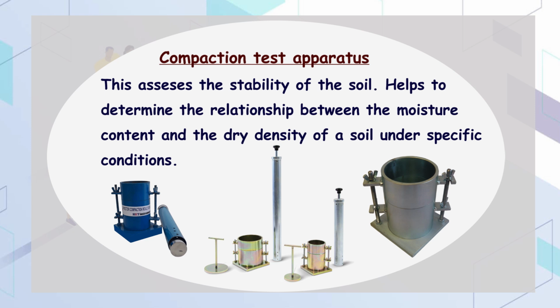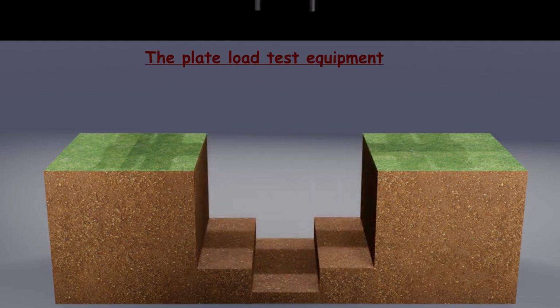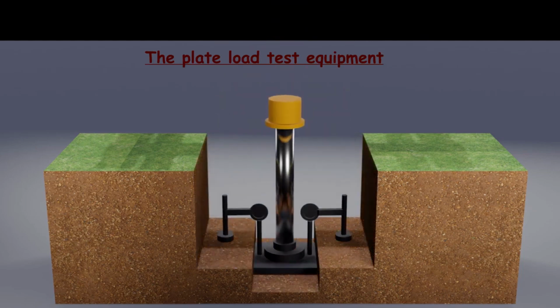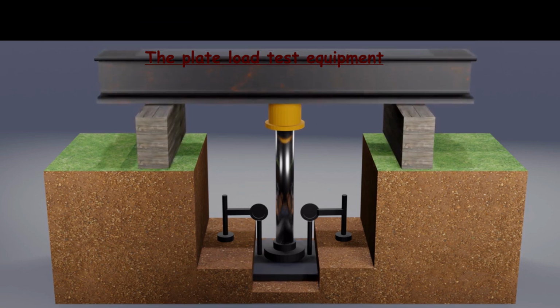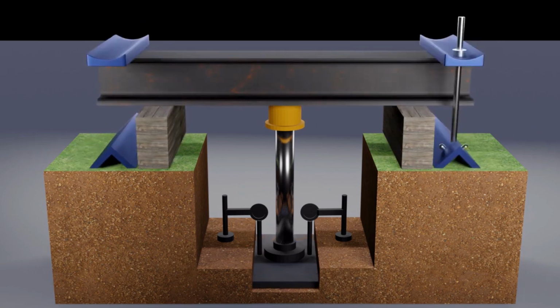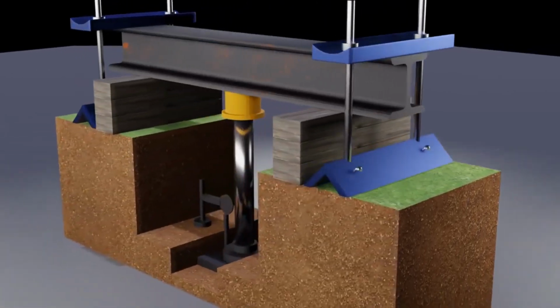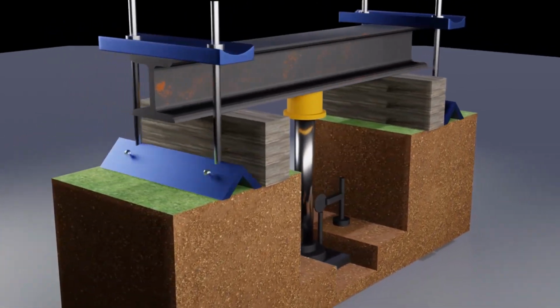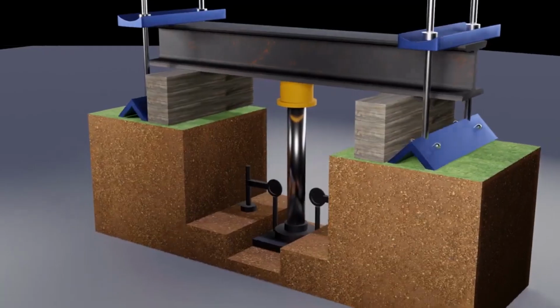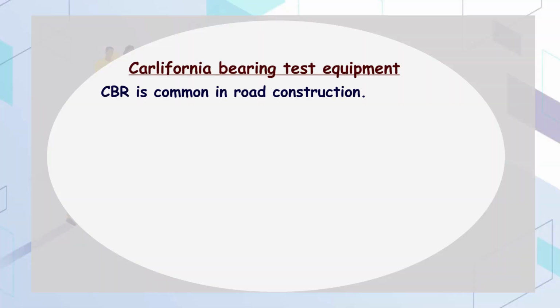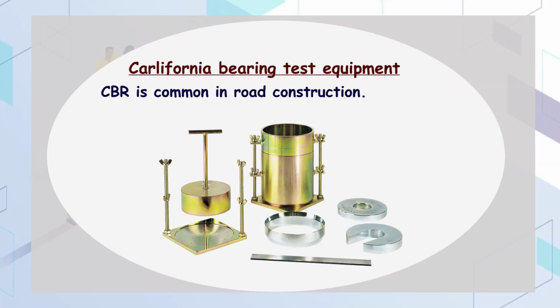Then we have the field testing equipment. We have the plate load test equipment, also known as the plate bearing apparatus, which is essential for assessing the soil bearing capacity and settlement behavior in construction. We have the CBR test equipment, the California Bearing Ratio test, which measures the strength of the subgrade soil for road construction. It measures the load needed to penetrate the soil sample to a specified depth, compared with the standard crushed stone.